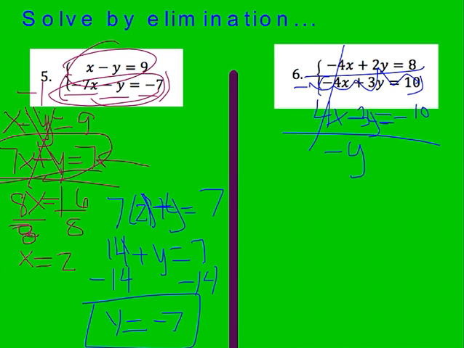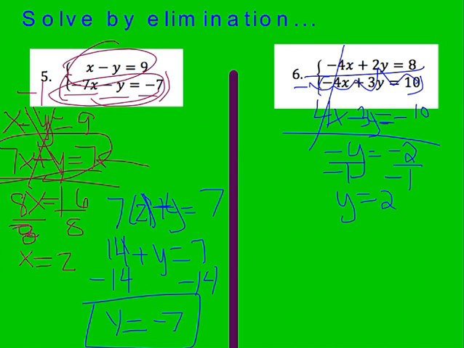Some people say negative y. I like to say opposite of y. And then 8 minus 10 is going to give me a -2. Okay, so now I need to solve for y. Because of that negative out front, I need to divide both sides by a -1. And then I get that y is equal to a +2.